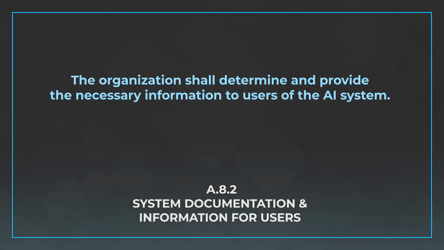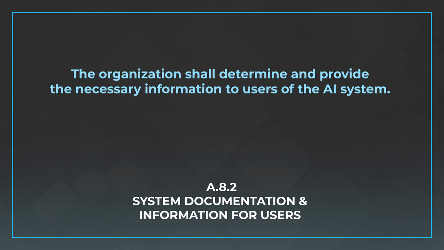The first control is A.8.2 System Documentation and Information for Users. With this control, you need to essentially document information that users need to be aware of when using your systems. The control says the organization shall determine and provide the necessary information to users of the AI system. So what is necessary? Well, that's up to you. You need to determine that and write it down.